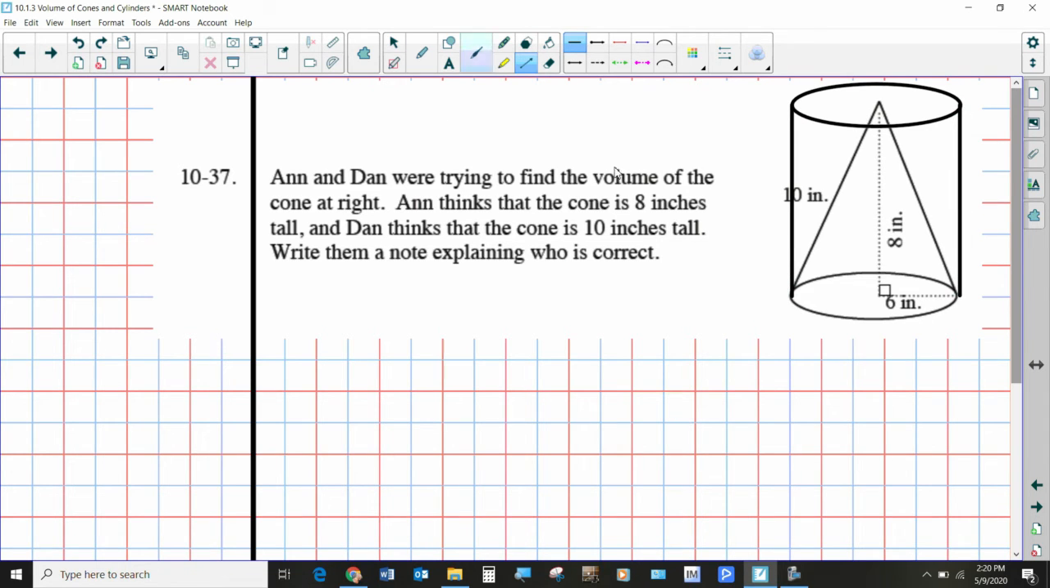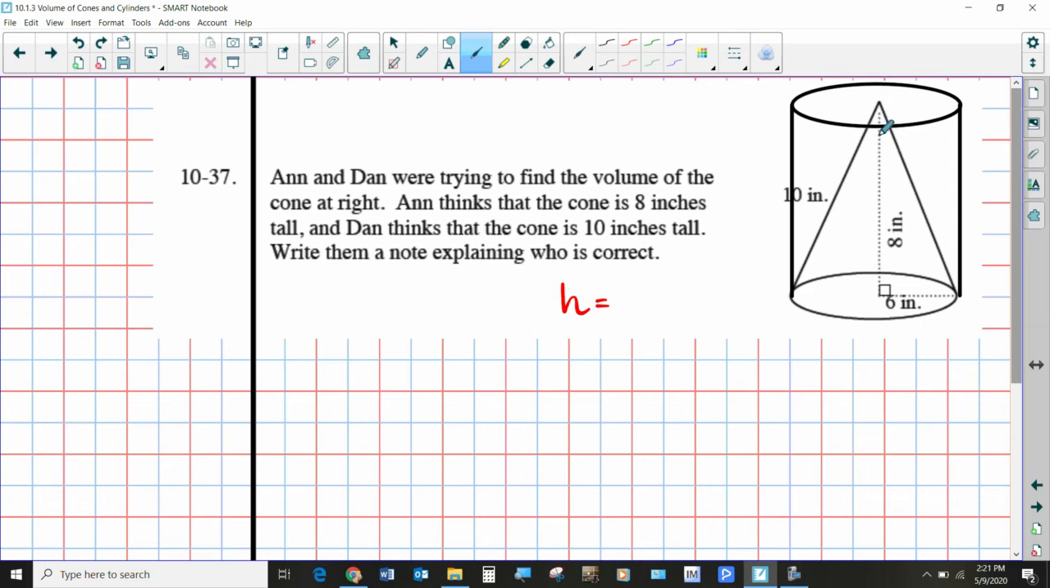So what's the height of this cylinder? It's not the 10 inches. The 10 inches is actually what we would call the slant height of the pyramid. And if we needed to find the surface area of this pyramid, or I'm sorry, of this cone, you would want to use that slant height. This particular 10-inch height is not needed for volume of either the cone or the cylinder.